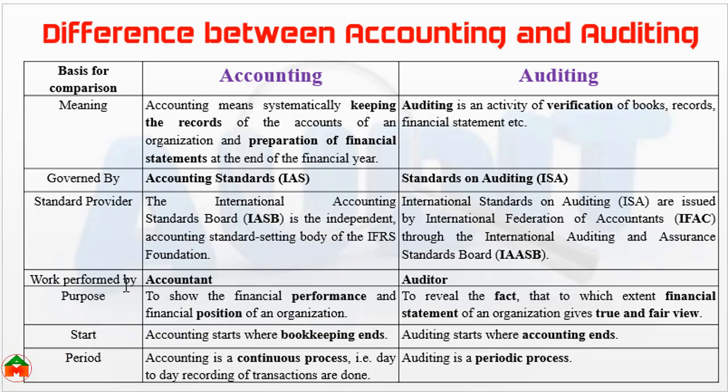Accounting is performed by an accountant. On the other hand, auditing is performed by the auditor. To be an auditor, the person should be a CA qualified person, a Chartered Accountant qualified person.